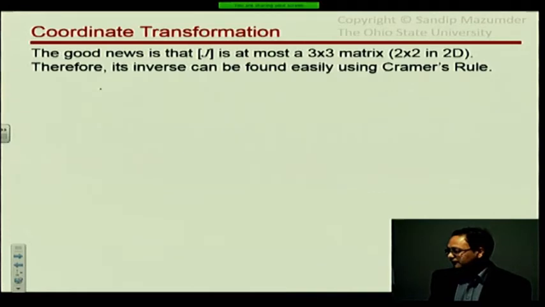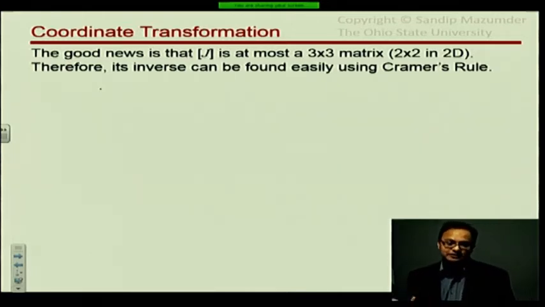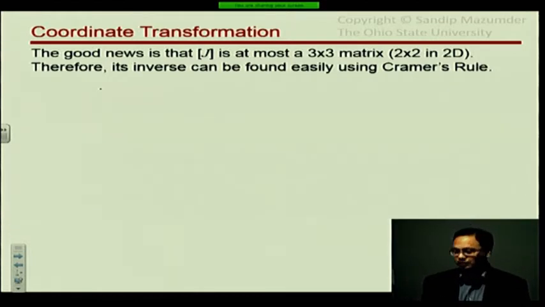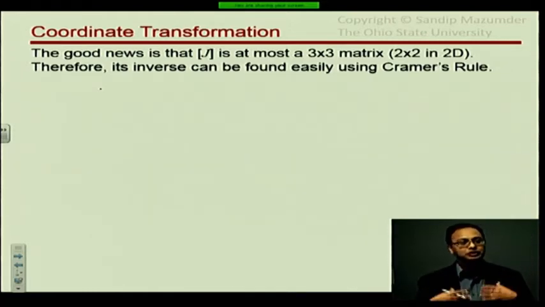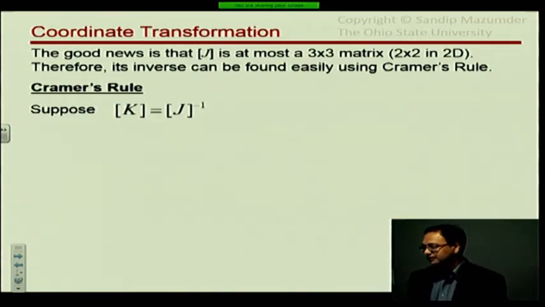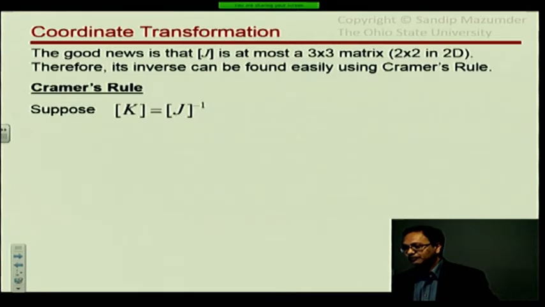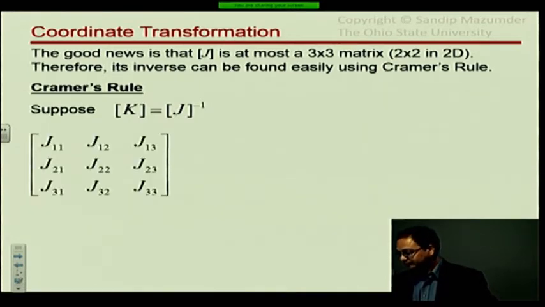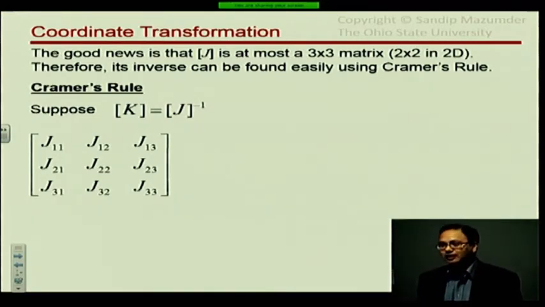So the good news, of course, is that this J is a 3x3 matrix at most, because we are looking at transformation in space. So our space is 3-dimensional at most, and in 2D, of course, it's a 2x2 matrix. Therefore, to calculate the J inverse, we can directly apply Cramer's rule and simplify everything analytically rather than having to compute it numerically. That's the whole idea. So here's just a refresher of Cramer's rule. Suppose we have a matrix K which is J inverse. Here is how we find the inverse, for those of you who have completely forgotten your high school algebra.